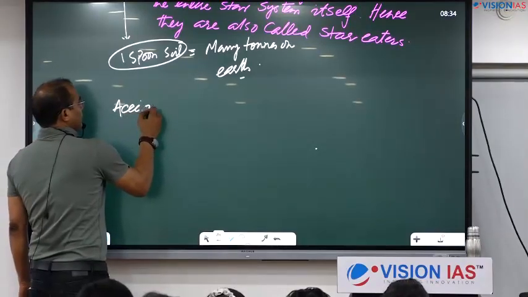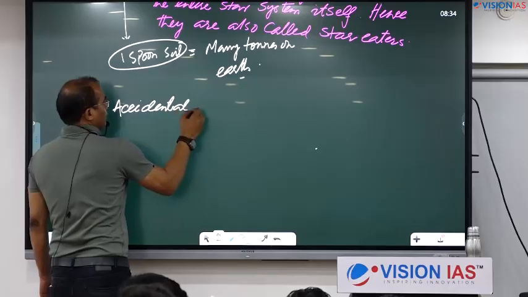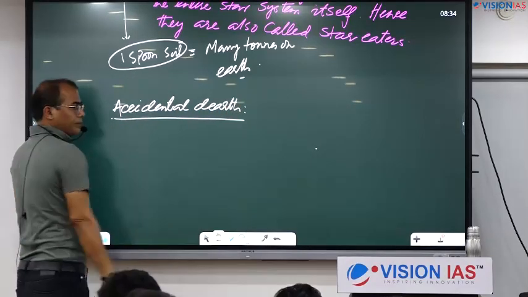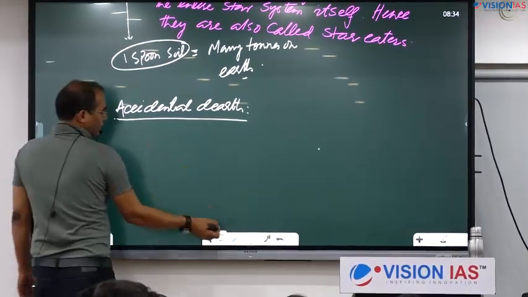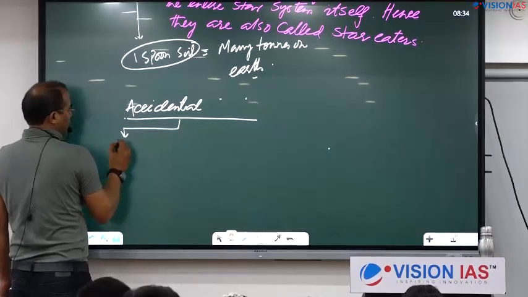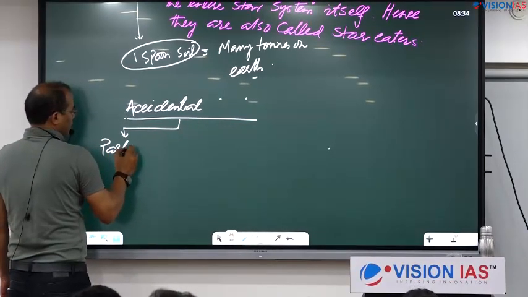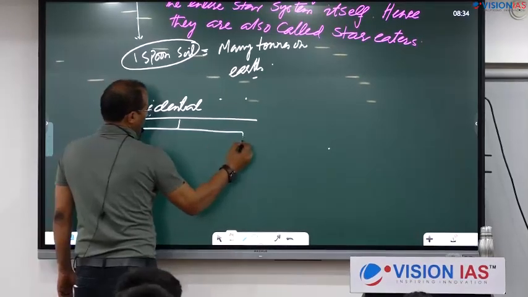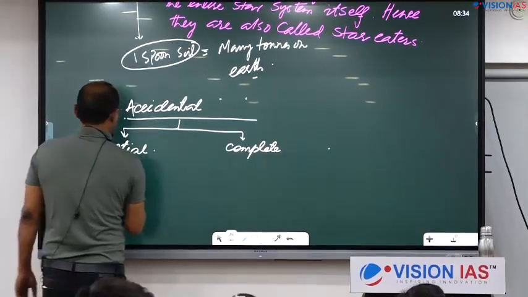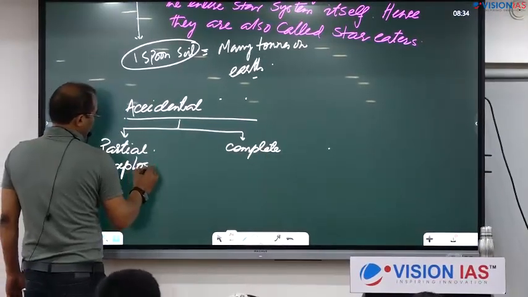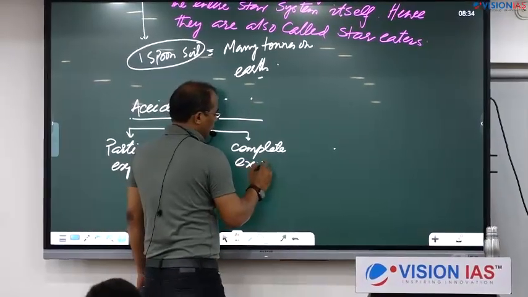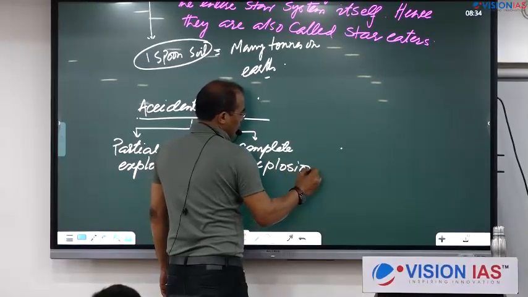Accident. Accidental death or accidents in a star. There are two types, not necessarily death. Accidents in a star are of two types: partial explosion or complete explosion.